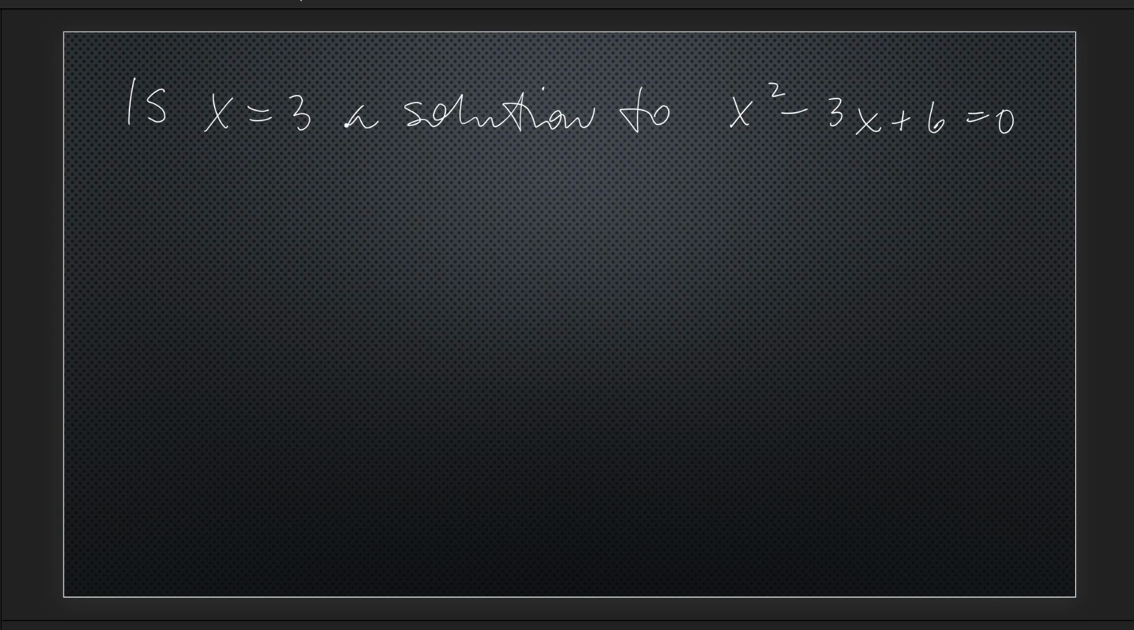Here's another problem, but it asks in this form, is x equals 3 a solution to x squared minus 3x plus 6 equals 0? So what you do is you take that equation and write it down, and then we're asked, is x equals 3 a solution? So what we do is we're going to plug in 3 everywhere we see an x, and we're going to see if we get a true statement.